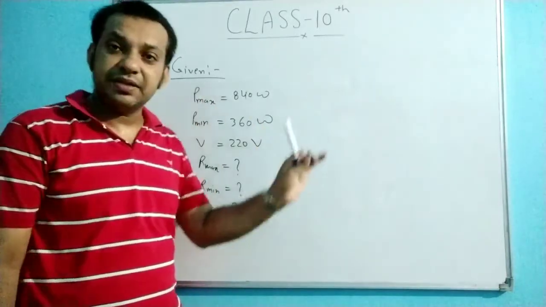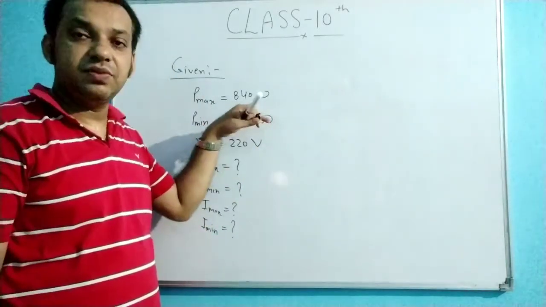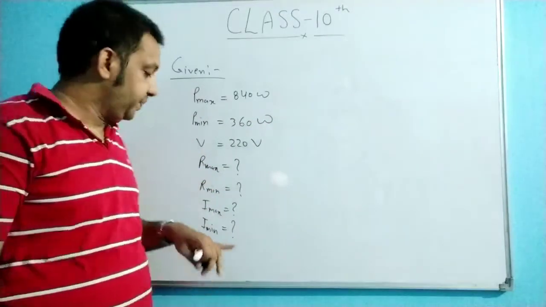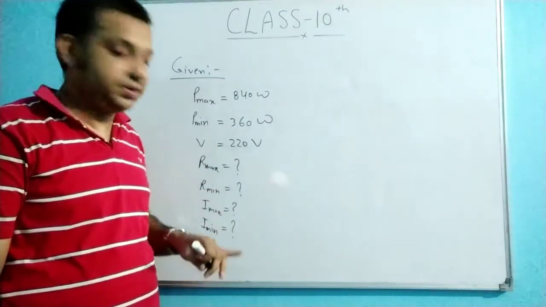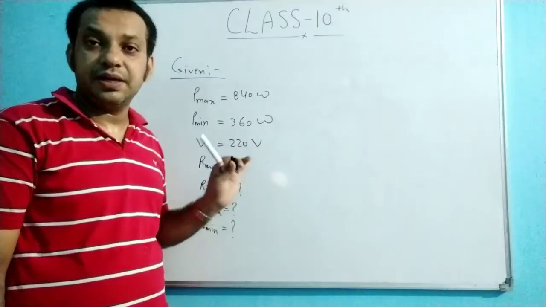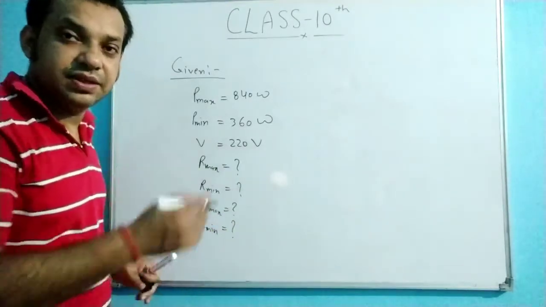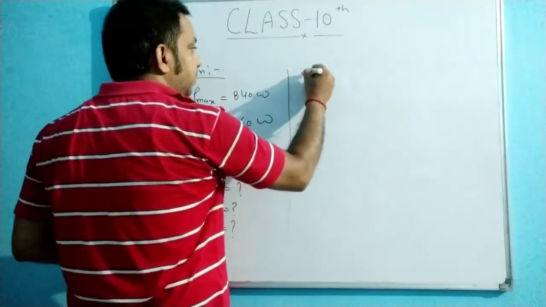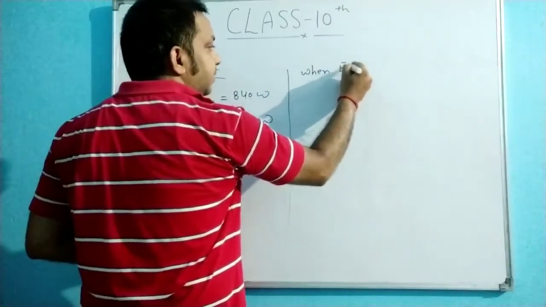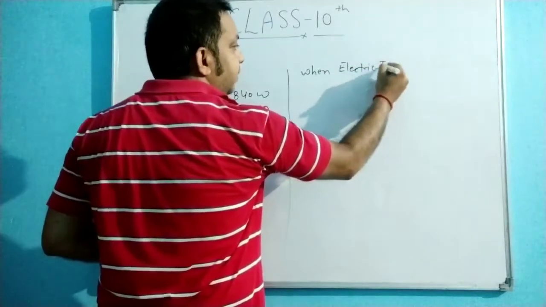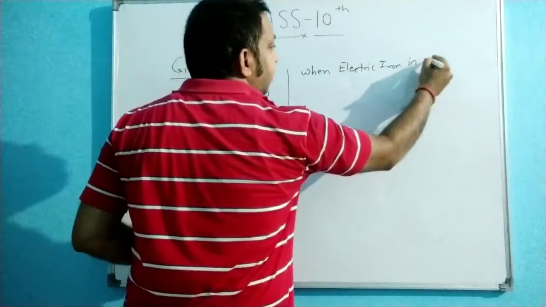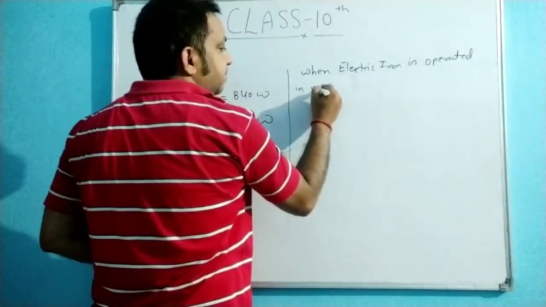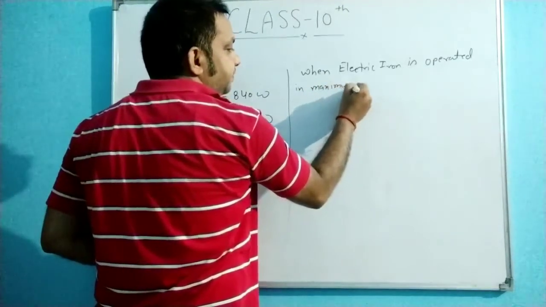When the setting is at the maximum, when the power consumption is 840 watt, what is the resistance in that setting, what is the resistance offered by the electric iron, and in that case what is the amount of current flowing through it? Let us find first, when the electric iron is operating in the maximum setting.